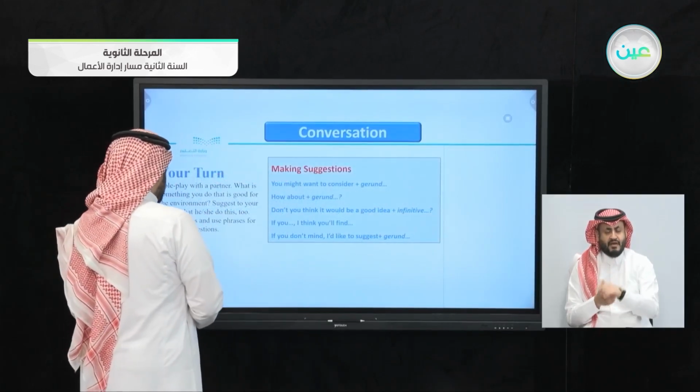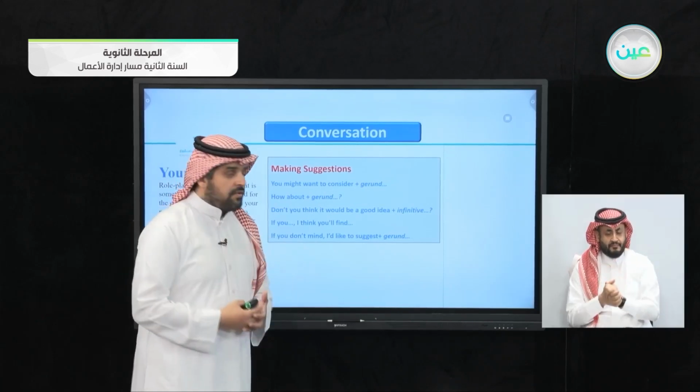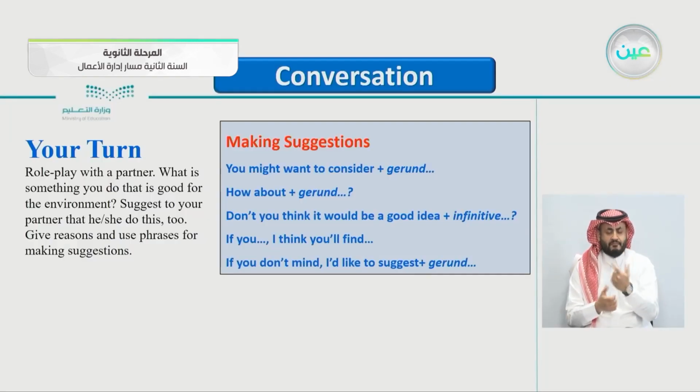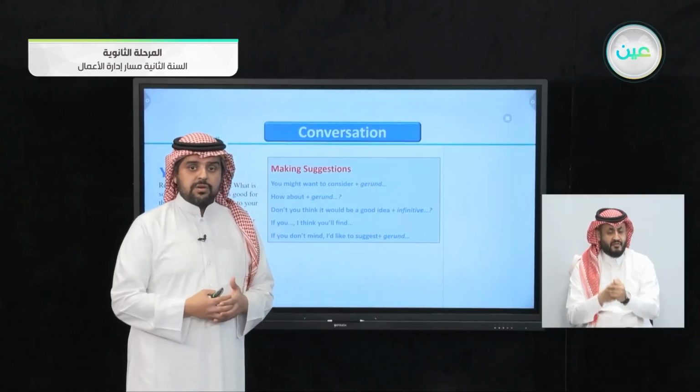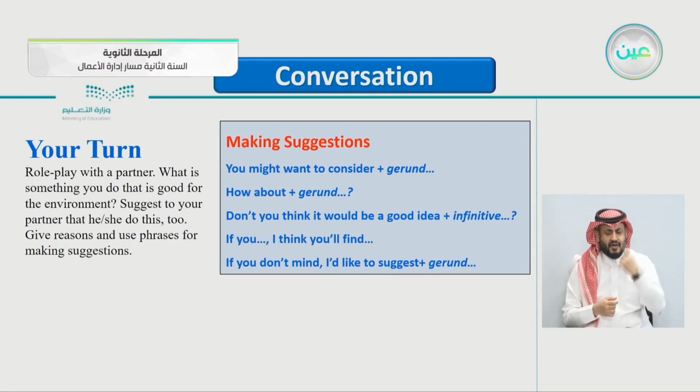So your turn here, role play with a partner. What is something you do that is good for the environment? Discuss with your partner something that you always do, maybe as a habit, that is good for the environment. Suggest to your partner that he or she do this too. Give reasons and use phrases for making suggestions, as in the conversation between Jassim and Ibrahim. Try to convince your friend or colleague to be more like you and try to save the environment by making suggestions.